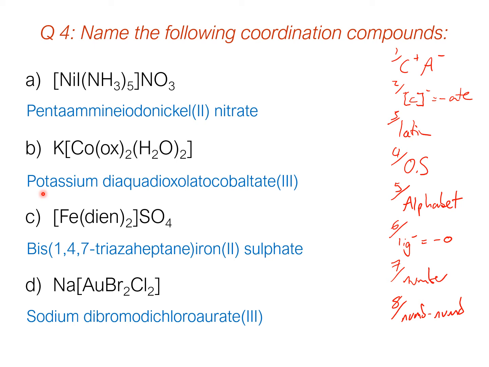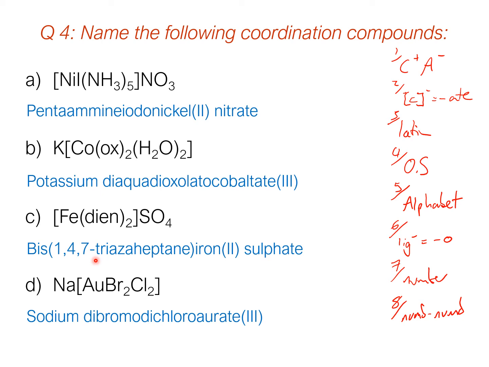The second example, the other thing than the complex is the cation this time. So potassium first, and then the complex is second, so it's the anion, so it's going to end up with ate. We've got 2 of these water ligands, so diaqua, and 2 of these oxalate ligands. Now, oxalate is negatively charged as well, so we put oxalato. Remember, negatively charged ligands get the O on the end, so it's diaqua, dioxalato, cobaltate 3.